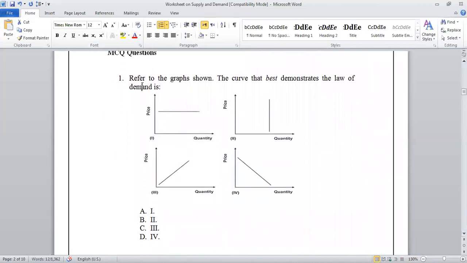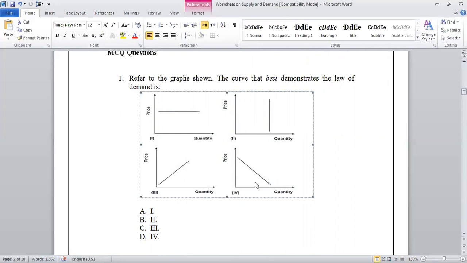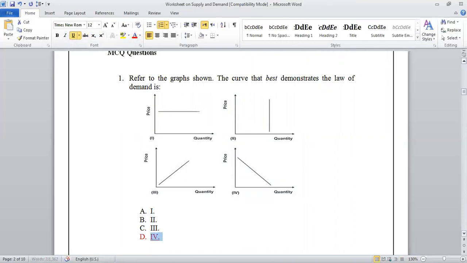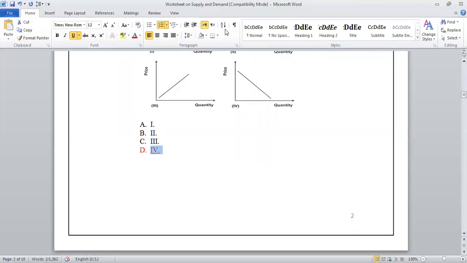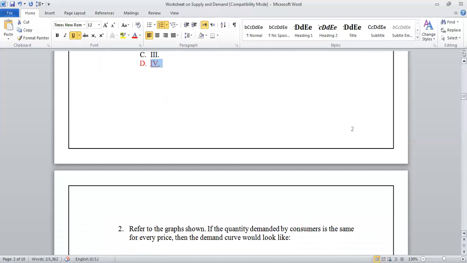Question number 1, refer to the graphs shown, the curve that best demonstrates the law of demand. The law of demand is represented by 1, 2, 3, or 4. Number 4 is a representation of demand, so your answer is D. There's an inverse relationship between price and quantity demanded.